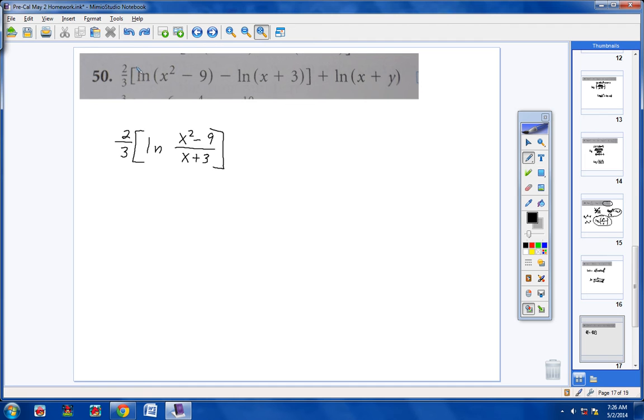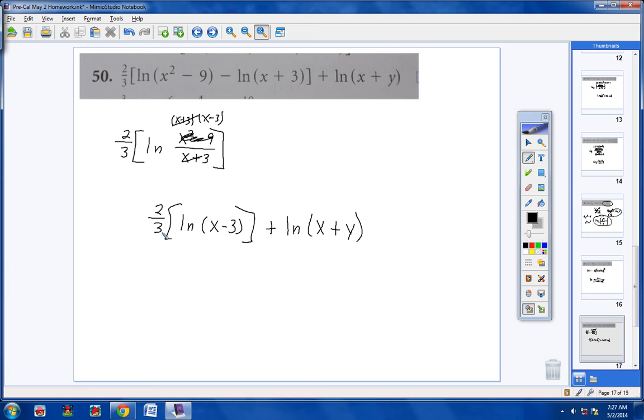Now you should see what we're going to do right away, okay? X squared minus 9 is x plus 3 times x minus 3 when you factor it, and so x plus 3 cancels with x plus 3, and so really what you have now is 2/3 and then your bracket and then natural log of x minus 3. I hope that makes sense, okay? And then we're going to bring down, we already combined these two here, so we're going to bring down our last logarithm, which would be plus natural log of x plus y, okay?